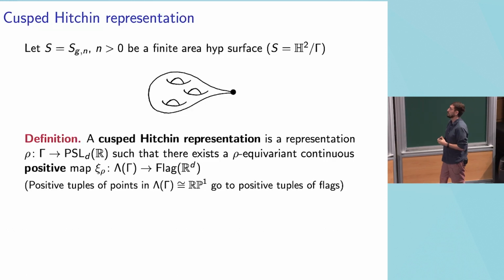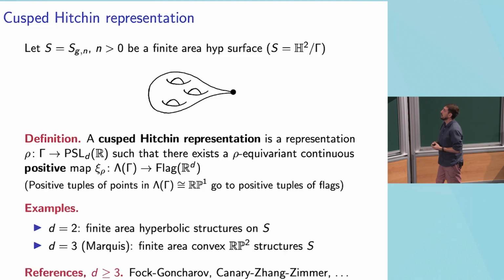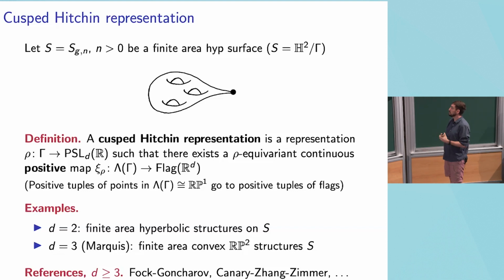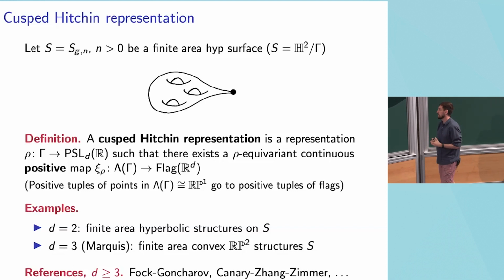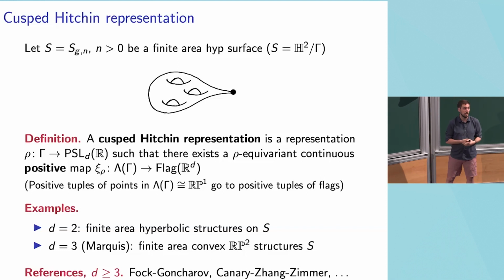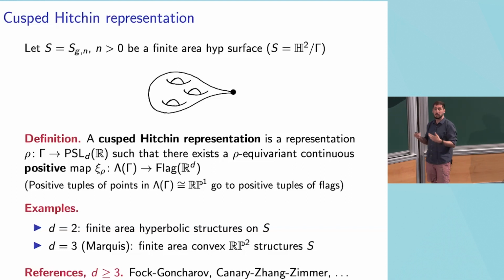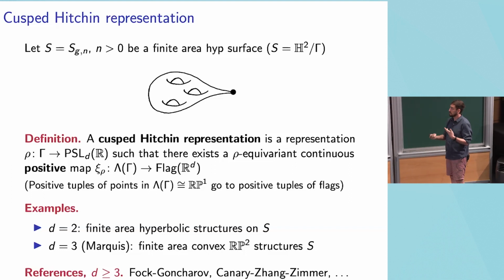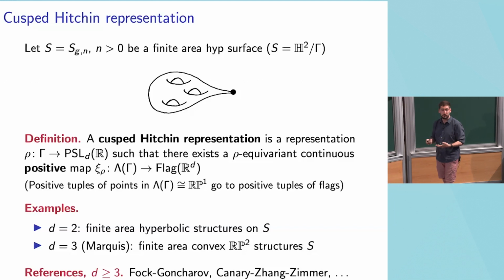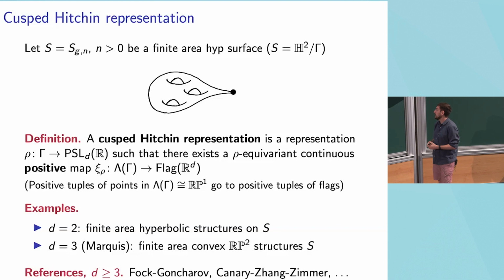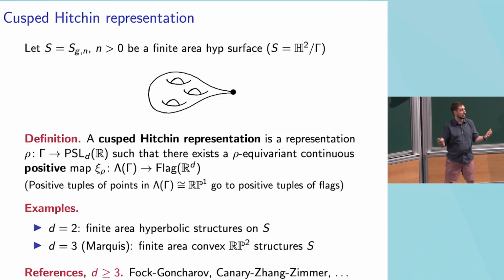And these positive representations are very well studied objects. So for instance, for d equal to 2, these are finite area hyperbolic structures on the surface. For d equal to 3, Ludovic Marquis proved that this coincides with finite area convex RP2 structures. These representations are not Anosov, but they fit in the framework of geometrically finite Anosov subgroups. So they were studied using positivity by Gonchar, about 15 years ago. And a lot of people in this room are very interested in these representations.